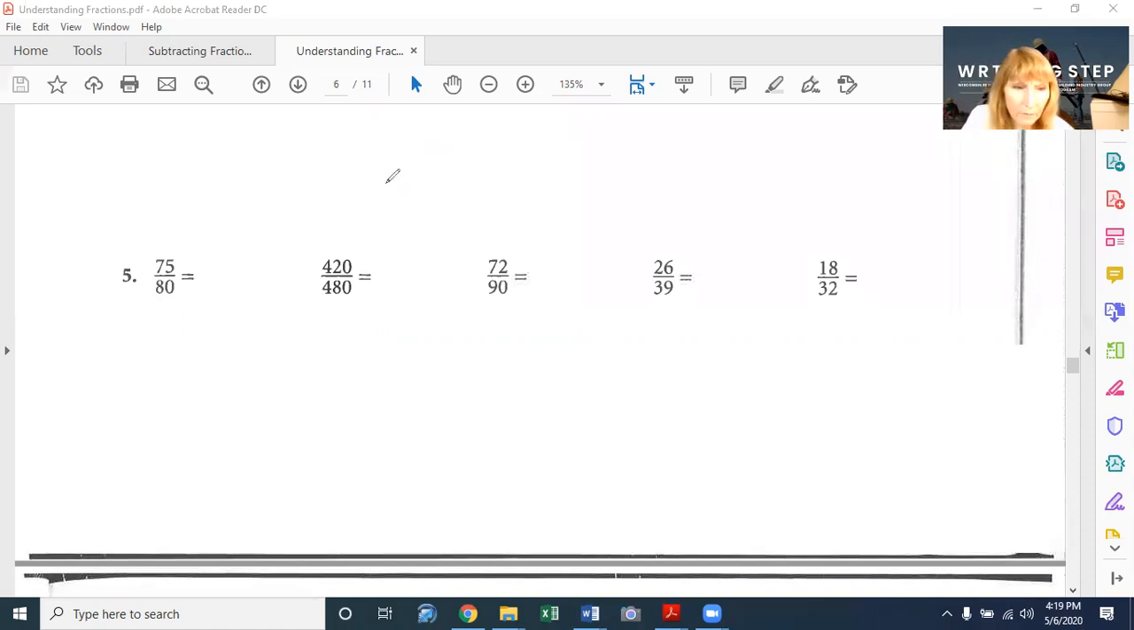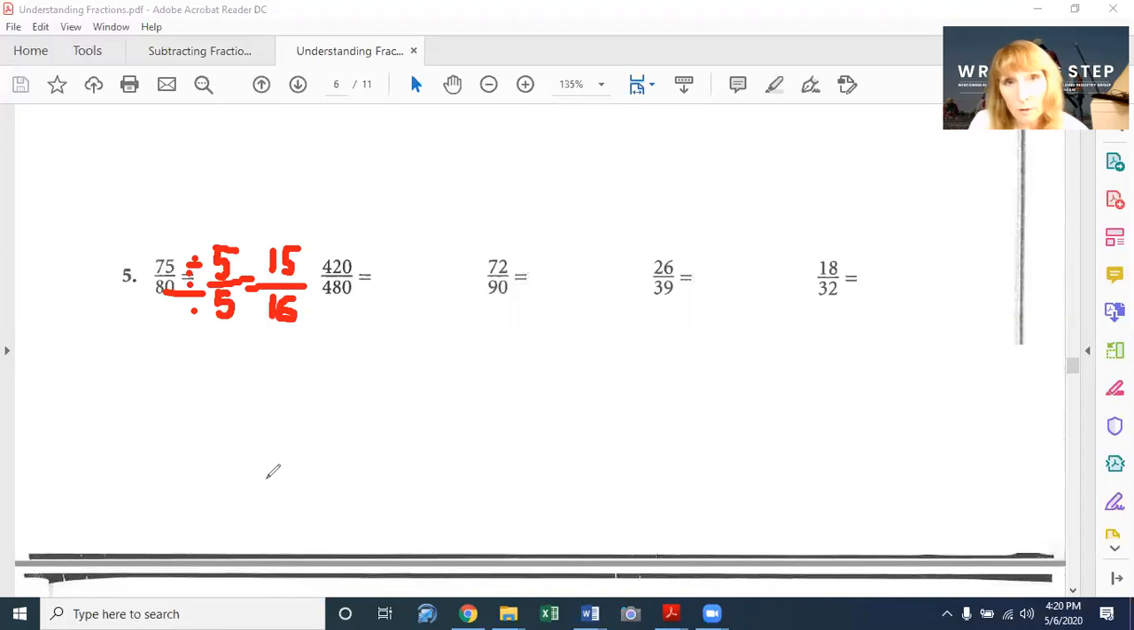75/80ths. What can I divide into 75 and 80? Well, I can't divide 75 into both, right? So we could try, sometimes trial and error. Let's try 5 on top and 5 on the bottom. So 75 divided by 5 is going to give me 15. And on the bottom, 80 divided by 5 is going to give me 16, right? So 15/16 will give me the reduced number.